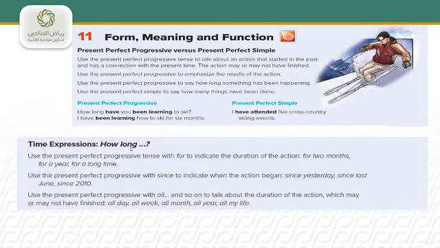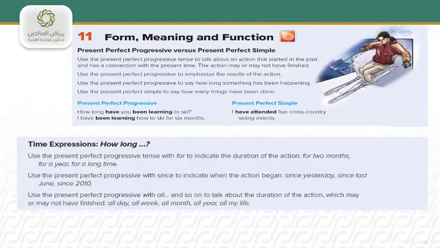Time expressions, how long? Use the present perfect progressive with for to indicate the duration of the action. For 2 months, for example, for a year, for a long time. It is a period of time. Use the present perfect progressive with since to indicate when the action began, the start or the beginning of the action. Since yesterday, for example, since last June, since 2010.